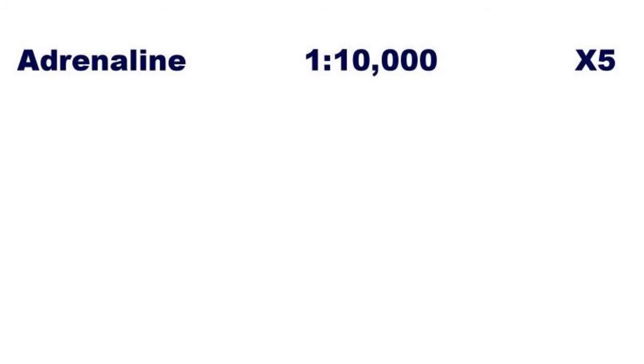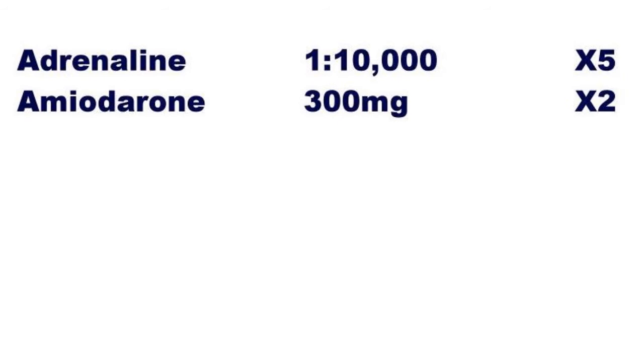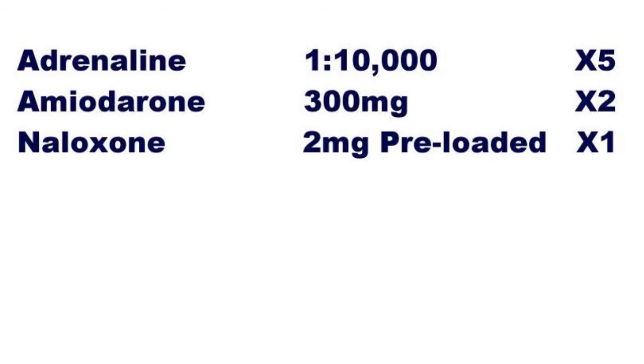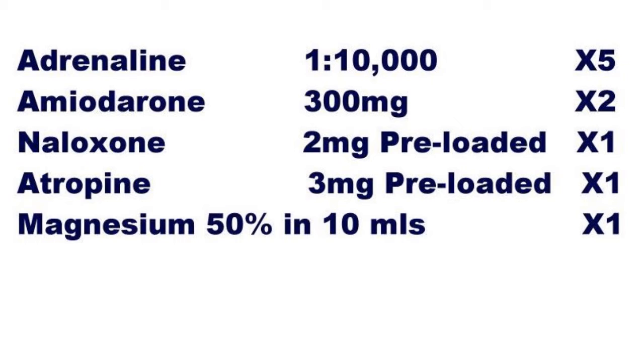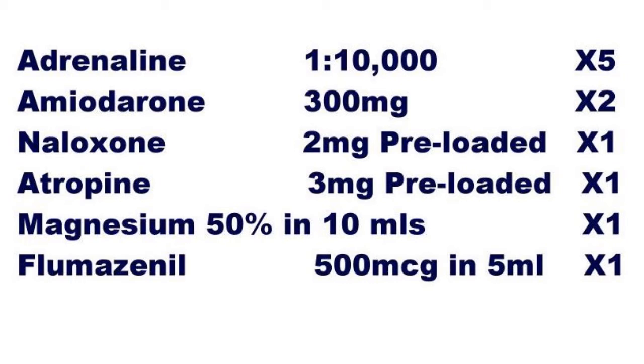Emergency drug boxes are available on every single cardiac arrest trolley. They are bright blue in colour and contain several drugs. Those drugs are adrenaline 1 in 10,000 times 5 preloaded syringes, amiodarone 300 mg, 2 preloaded syringes, naloxone 2 mg preloaded times 1, atropine 3 mg preloaded times 1, magnesium 50% in 10 ml times 1, and flumazenil 500 micrograms in 5 ml times 1 vial. There are other specific emergency drugs that you may need, but they are your frontline drugs which will be required.